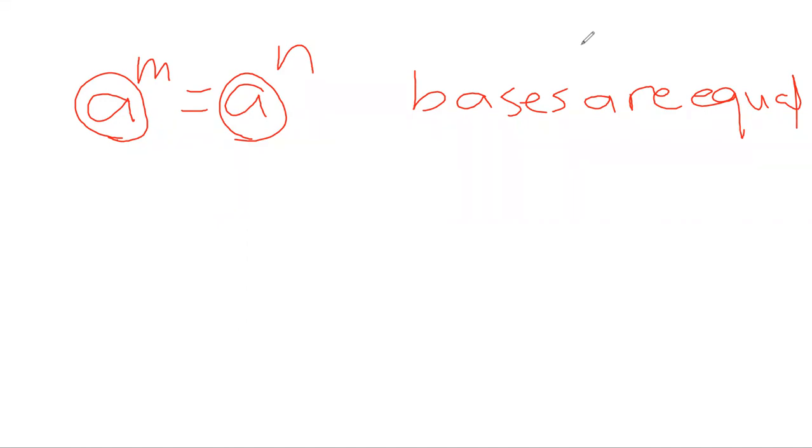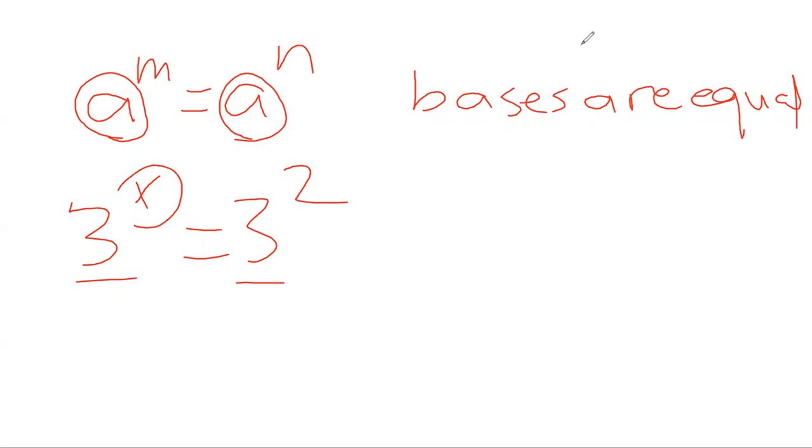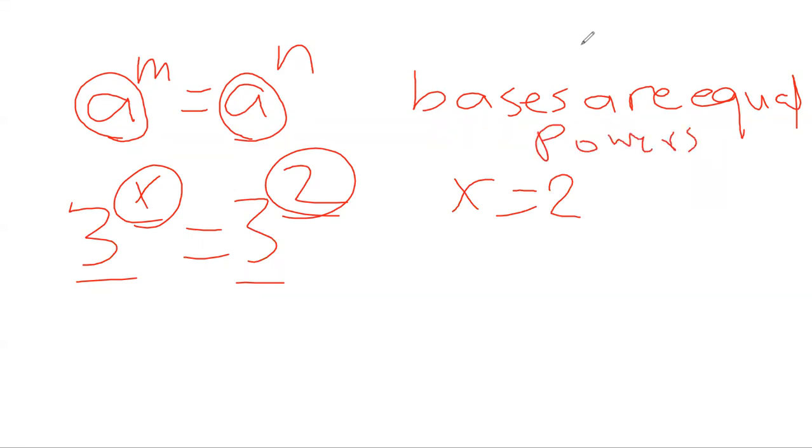He gives two powers with equal bases and wants the powers to be equal. For example, 3 power x equals 3 power 2. This was the grade 9 question. When the bases are equal, the powers will be equal. So x in this case equals 2. Bases are equal, powers will be equal. Okay, so you have equal bases, the powers will be equal.